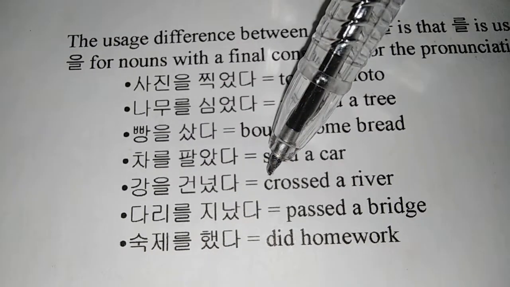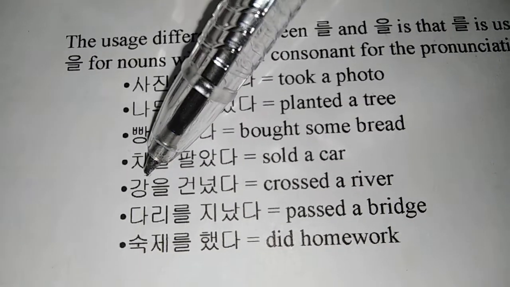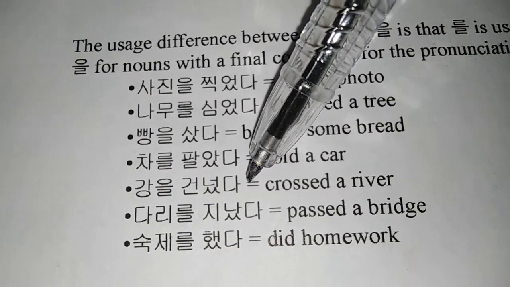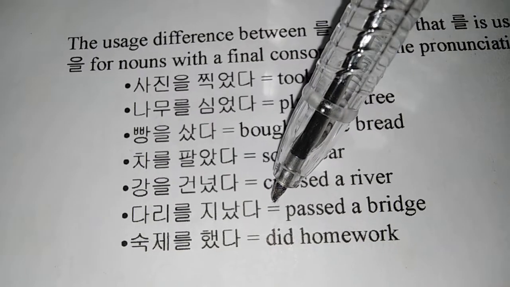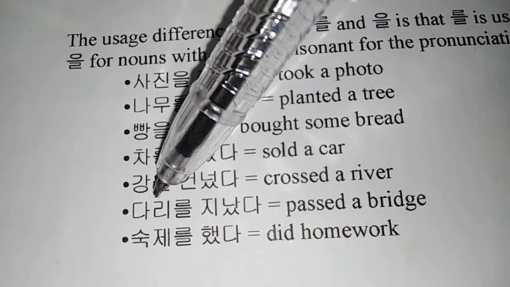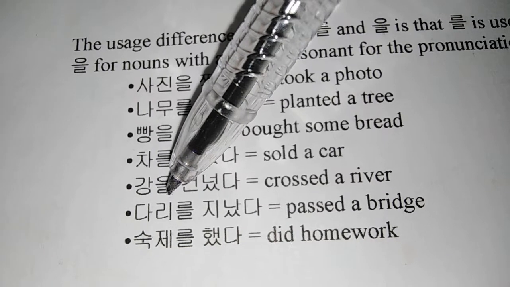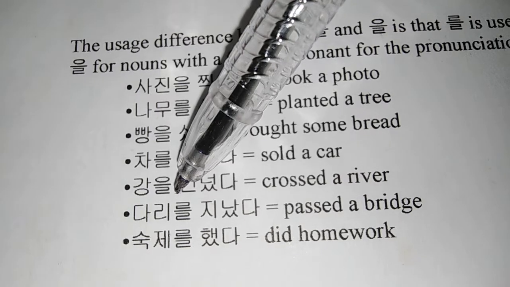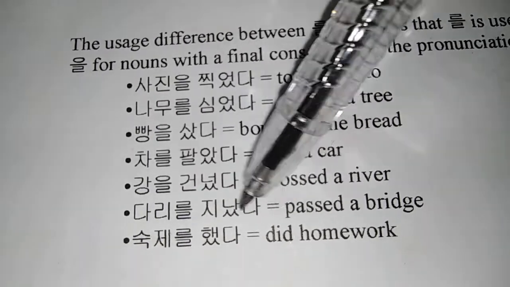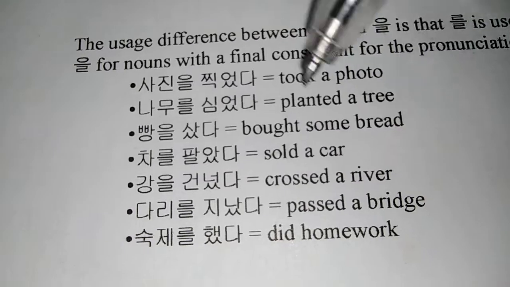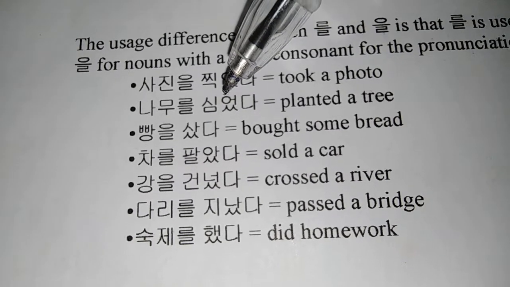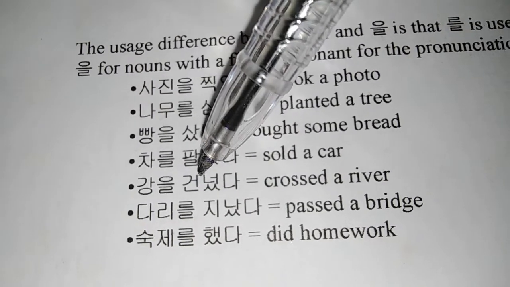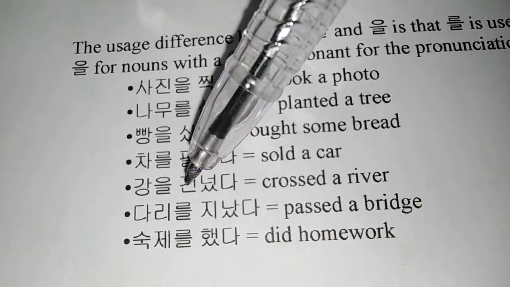Khang을 건넜다. So Khang means river. 건넜다 means cross. 다리를 지났다. So Dari means bridge here. Dari also has two meanings. One, it can mean leg. Two, it can mean bridge. So you have jinatta here. Jinatta means pass something or cross something. That kind of a meaning. When you have that kind of a meaning, of course, Dari wouldn't mean leg. So that's why Dari is bridge here.